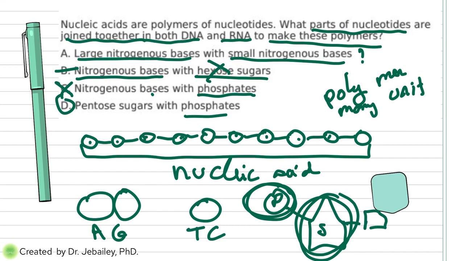But we still have to figure out the first option here. Large nitrogen bases with small nitrogen bases. When it comes to A, T, C, and G, it's not really about their being large and small. It's just about their structures. It's not that one is way bigger than the other. So get rid of that idea, okay? So the right answer here is D.